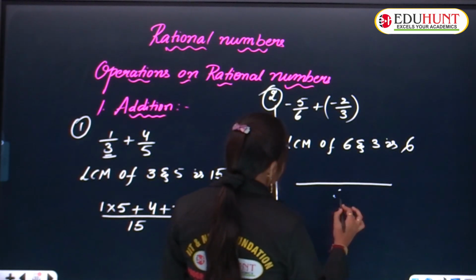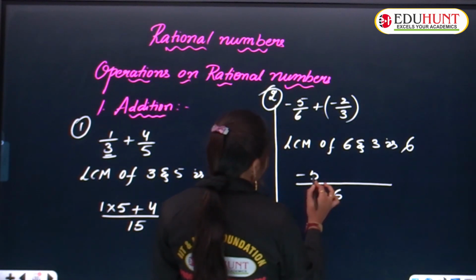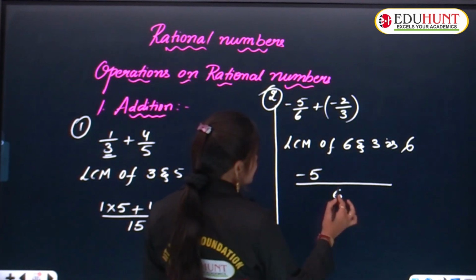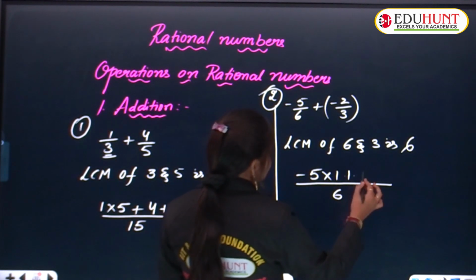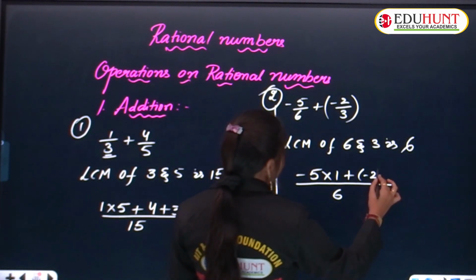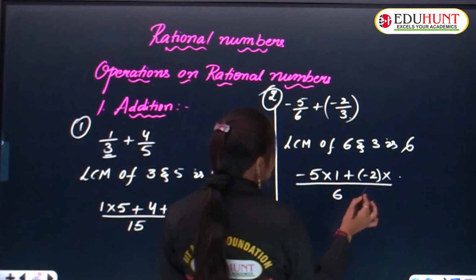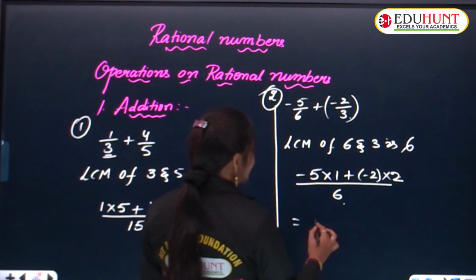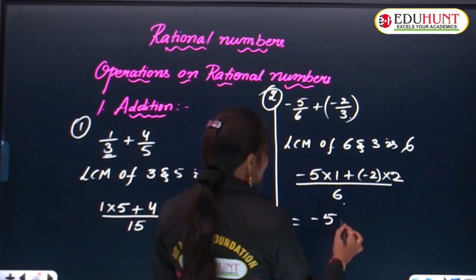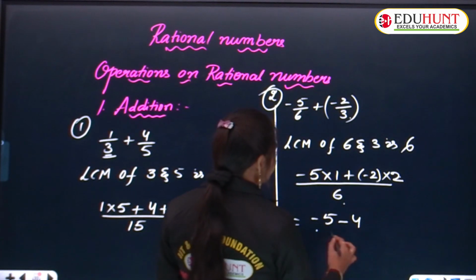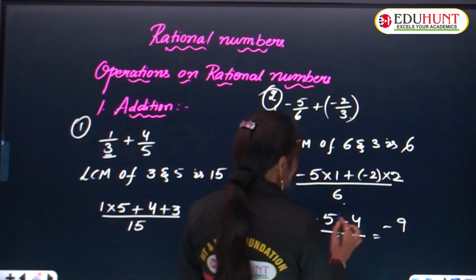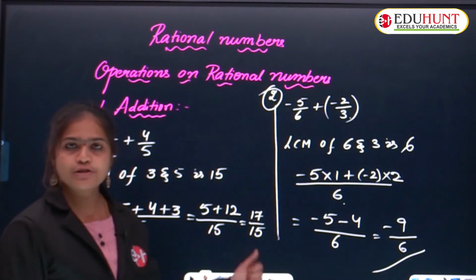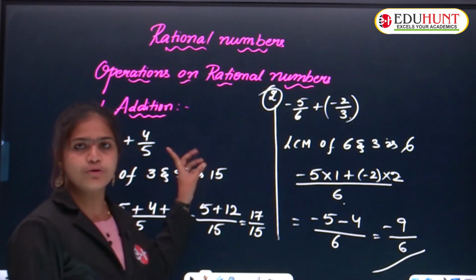Now here the LCM is 6. What is the first numerator? That is minus 5. And here 6 is there. 6 into how much is equal to 6? 6 into 1. Plus the second numerator is minus 2 into, 3 into how much is equal to 6 now? 3 twos are 6. Clear? Which is equal to minus 5 into 1 is minus 5, plus into minus is minus 2 twos are 4, by 6. Which is equal to minus 5 minus 4, which is equal to minus 9 by 6. Understood? This is the addition of two negative fractions and two positive fractions.